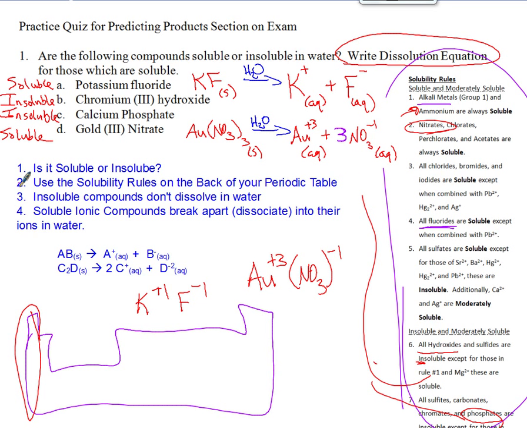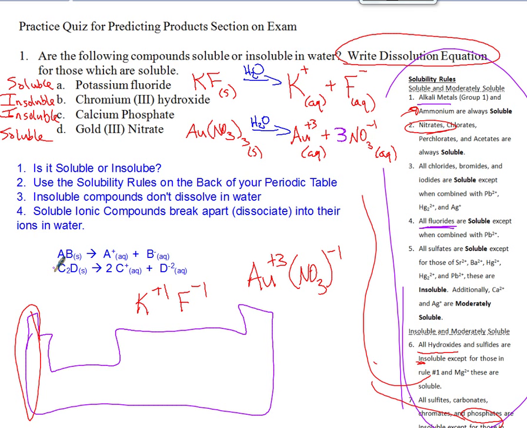Hey, use the solubility rules on the back of your periodic table. Insoluble compounds don't dissolve in water. So we didn't do anything with these 2. We just wrote insoluble. Soluble ionic compounds break apart or dissociate into their ions in water. So we have these 2 example sample formulas there for you.